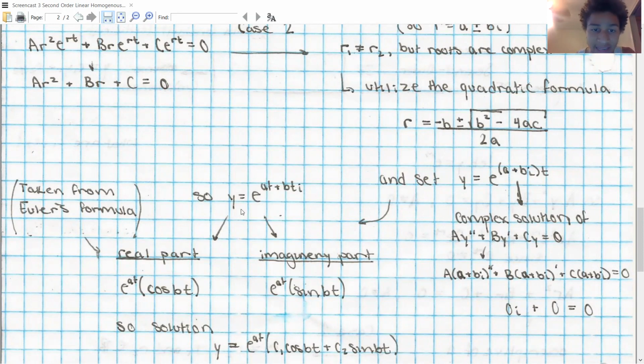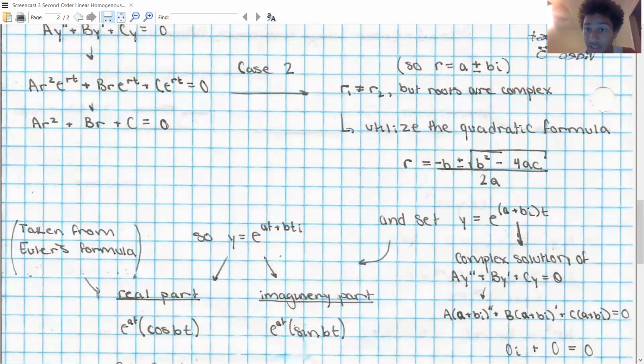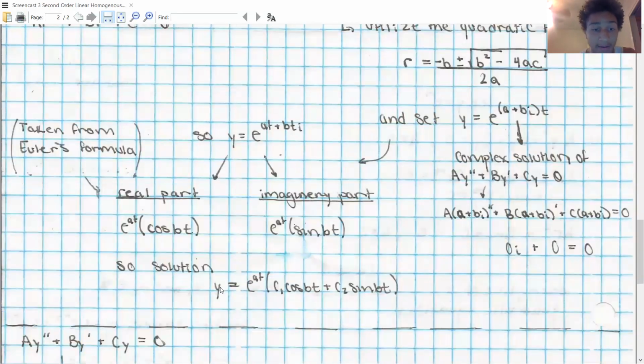Okay, so if we were to use the same kind of thing right here, we can plug it in, and we'll get a real part, e to the at times cosine bt, and then our imaginary part would be e to the at times sine bt. So using the same Euler's formula and our general solution that we had from before, we'll get y is equal to e to the at, parentheses, c sub 1 times cosine bt plus c sub 2 times sine bt. Okay, and then we'll move on to our third case.